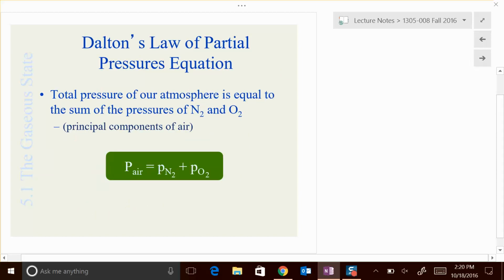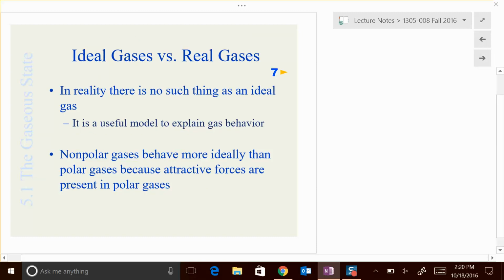So, for example, the atmospheric pressure, the pressure in this room right now, would be equal to the pressure of nitrogen and the pressure of oxygen added together to give us the atmospheric pressure, which is probably something like 0.98 or 0.976, close to 1 atmosphere. That's where we're at right now.